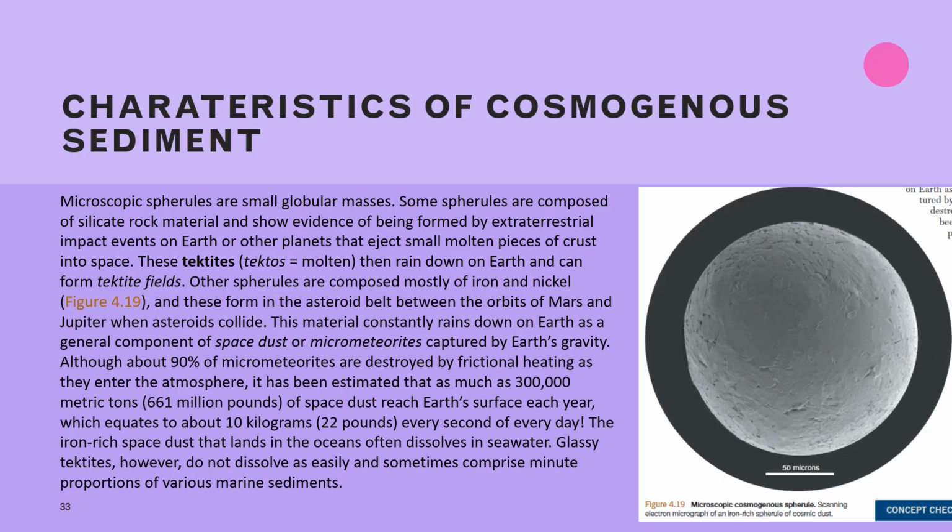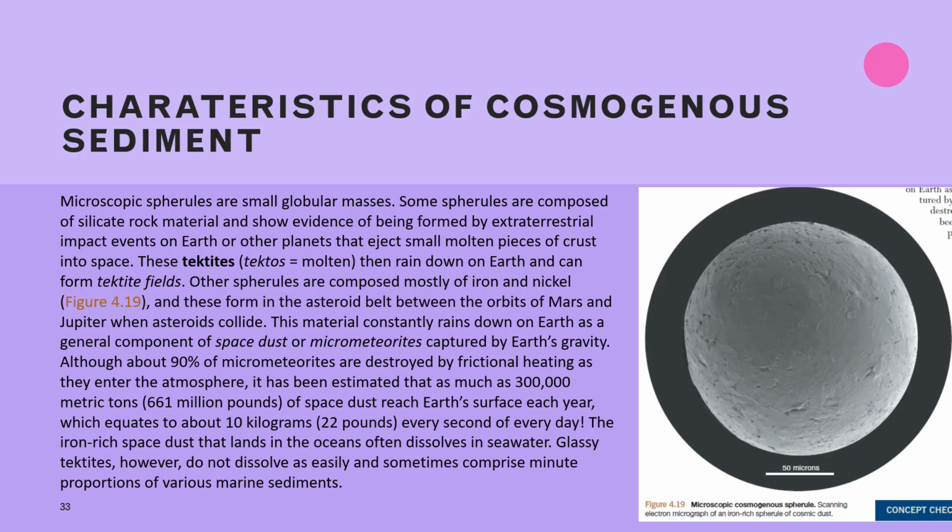What does it look like? These form in the asteroid belt between the orbits of Mars and Jupiter when asteroids collide. This material constantly rains down on Earth as a general component of space dust or micrometeorites captured by Earth's gravity. Although about 90% of micrometeorites are destroyed by frictional heating as they enter the atmosphere, it has been estimated that as much as 300,000 metric tons of space dust reach Earth's surface every year, which equates to about 10 kilograms every second every day.